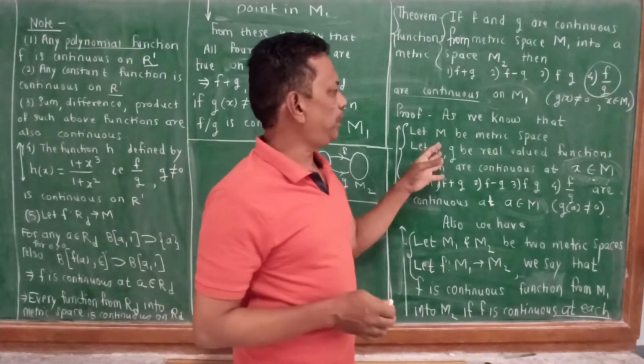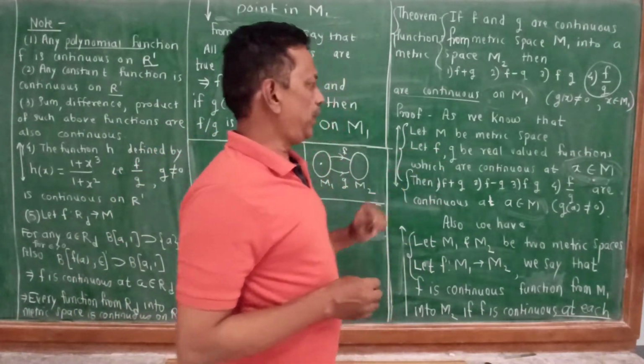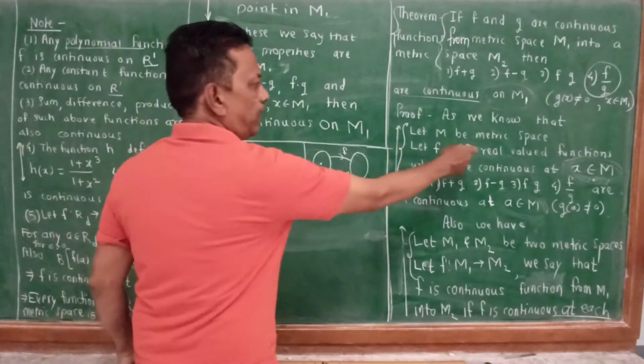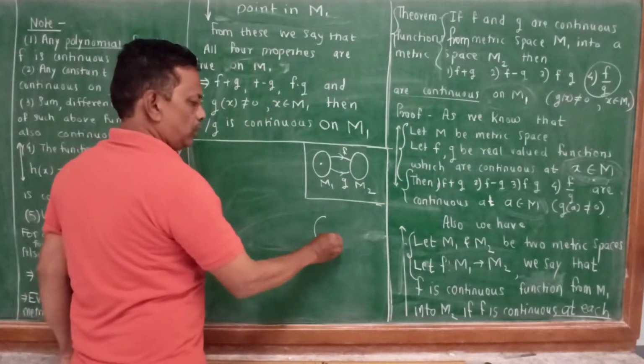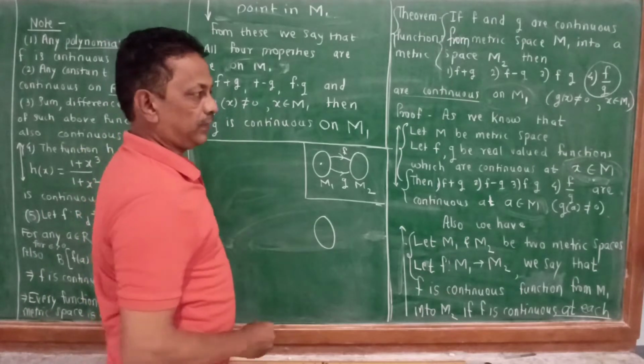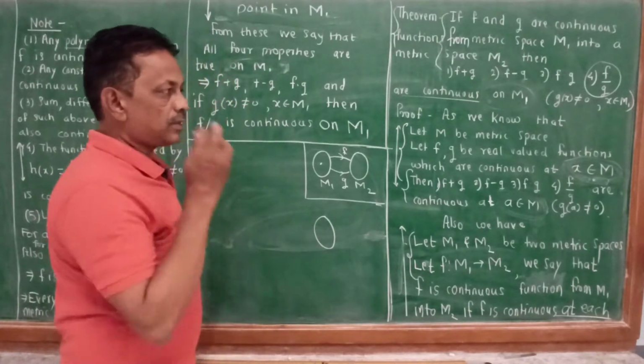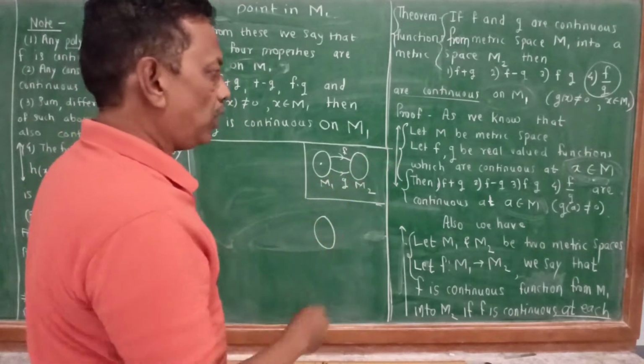What is the first definition? Let M be a metric space and f and g are again two real valued functions which are continuous at a belongs to M.